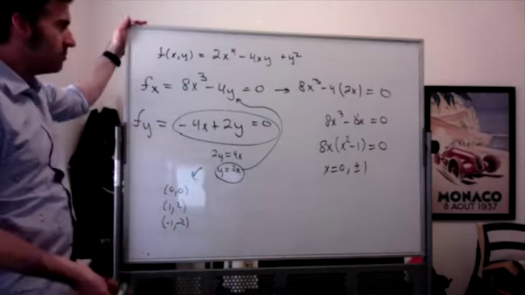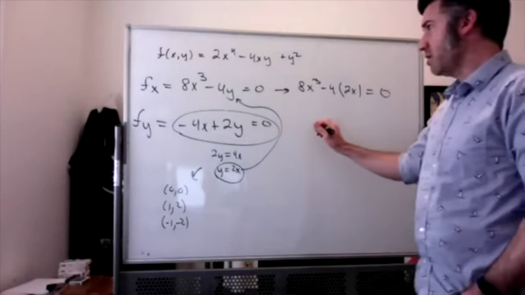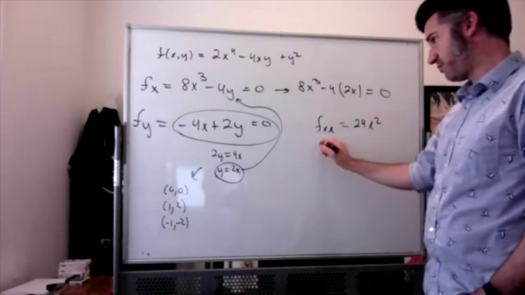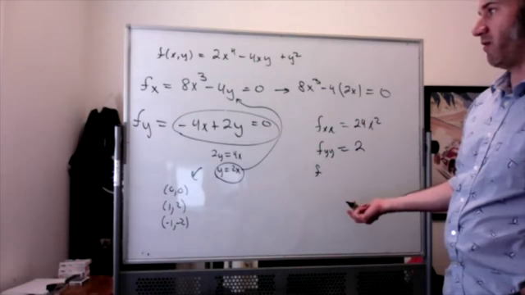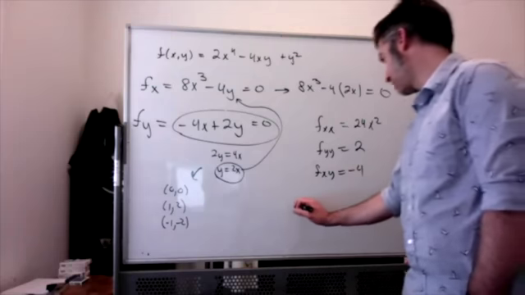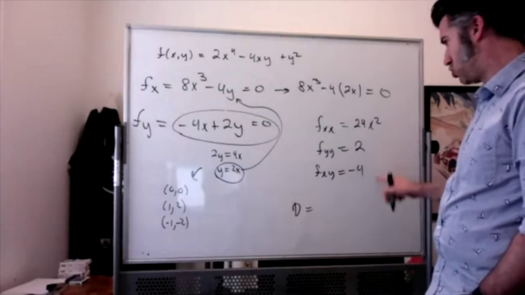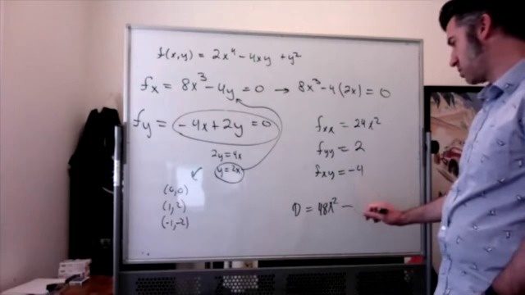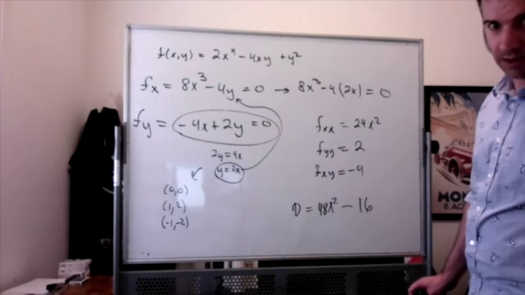Okay, so now let's find the partials. I should say the second partials. So fxx is 24x squared. Fyy is 2. And I can do fxy or fyx. Either way, it's going to be negative 4. So my capital D, my determinant of my Hessian, is this times this, so 48x squared minus this squared.